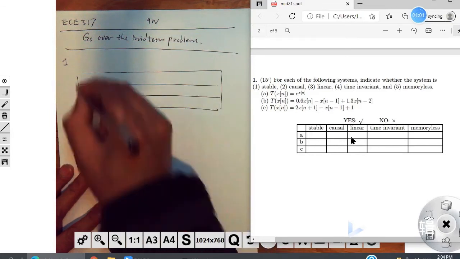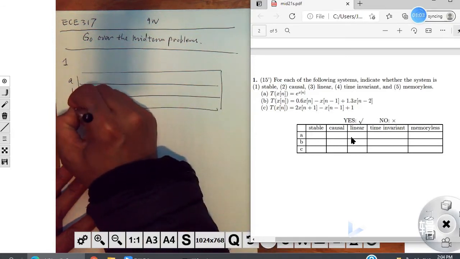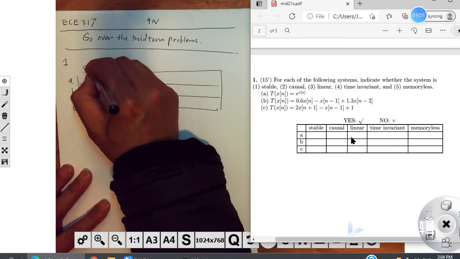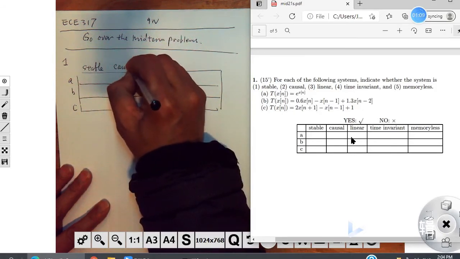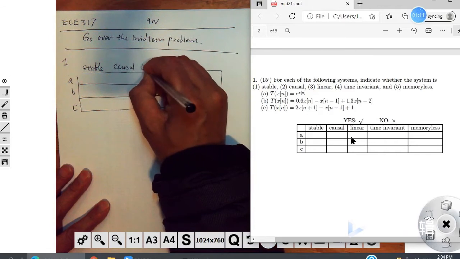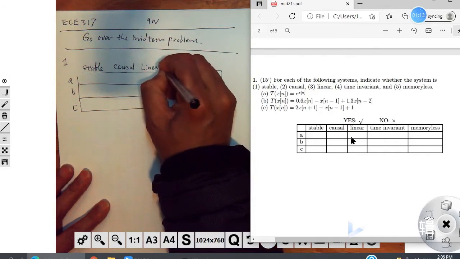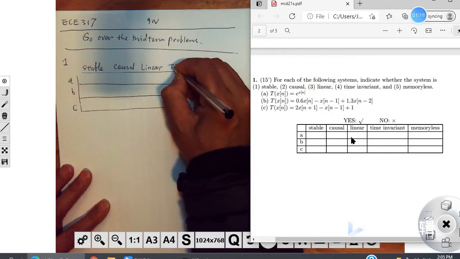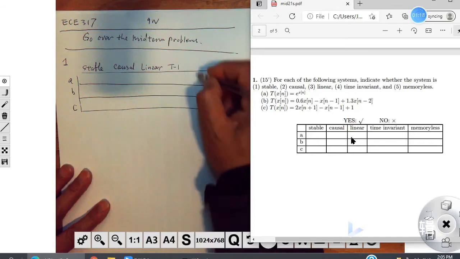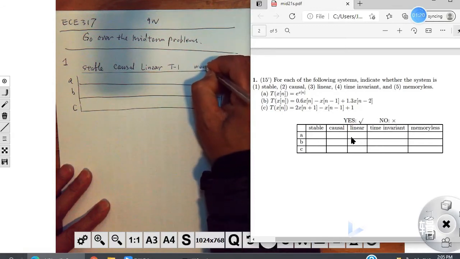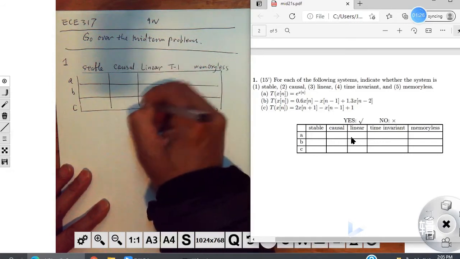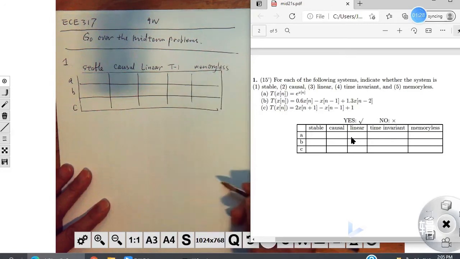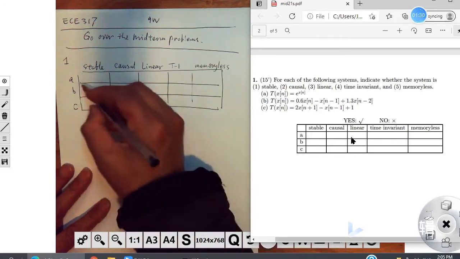Table. We have A, B, C, and stable, causal, linear, time invariant, and memoryless. One, two, three, four, five different types. Then we check the first one.